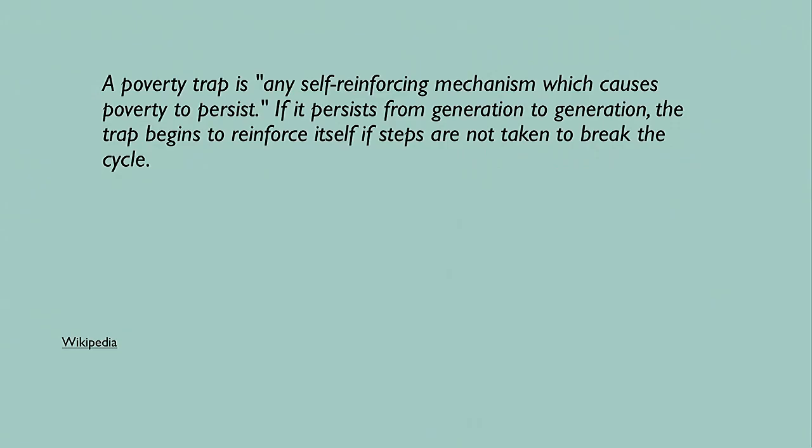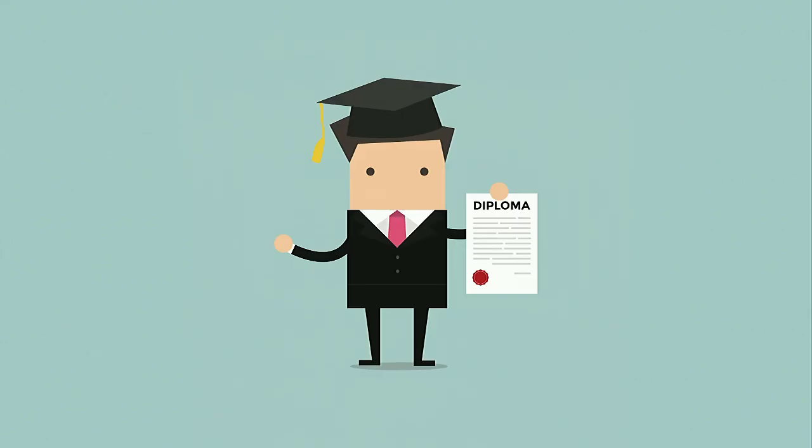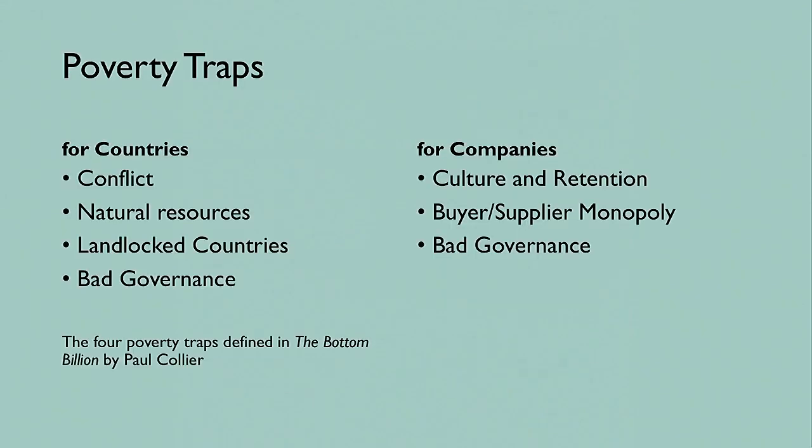Poverty traps are quite well defined, something that keeps people stuck where they can't generate the income to live on. Jim's broken out of this poverty trap by getting some education. It's normally well known as the best way of getting out of a poverty trap. Poverty traps don't just affect individuals. Countries and companies can be affected as well. There are many effects that cause poverty traps, but for a company we might think about the culture and the retention of people in the company, or monopolies that are affecting the way that company can work, or bad governance within the company.